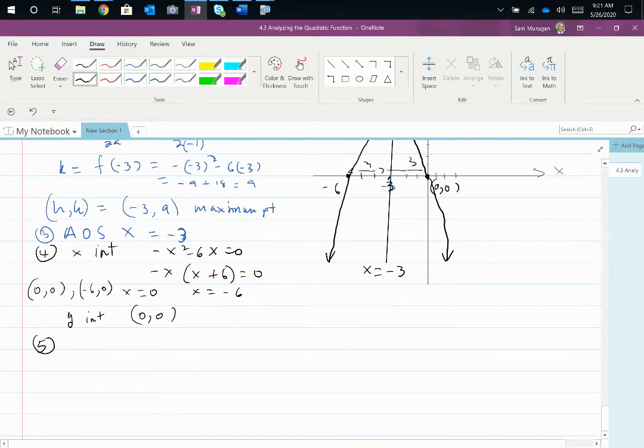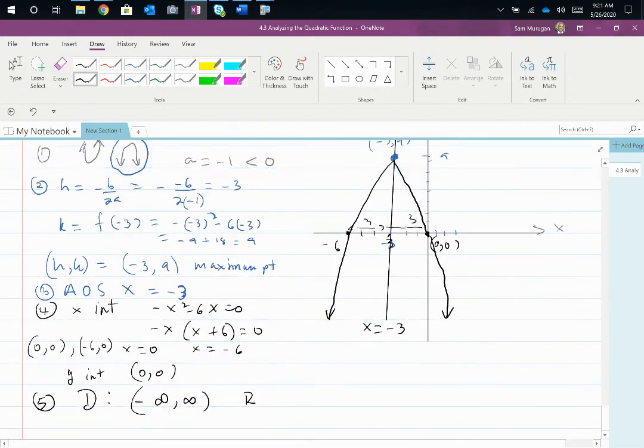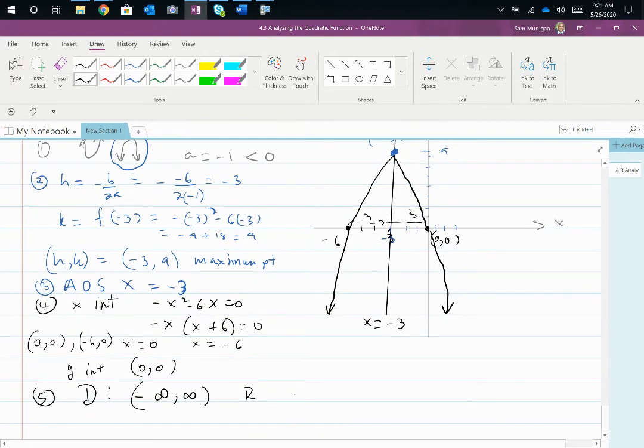Part 5 is the domain, -infinity to +infinity, and the range comes in from -infinity and stops at 9. Okay, full stop at 9. The range is going that way. The range is coming in that way from -infinity and stopping at 9.